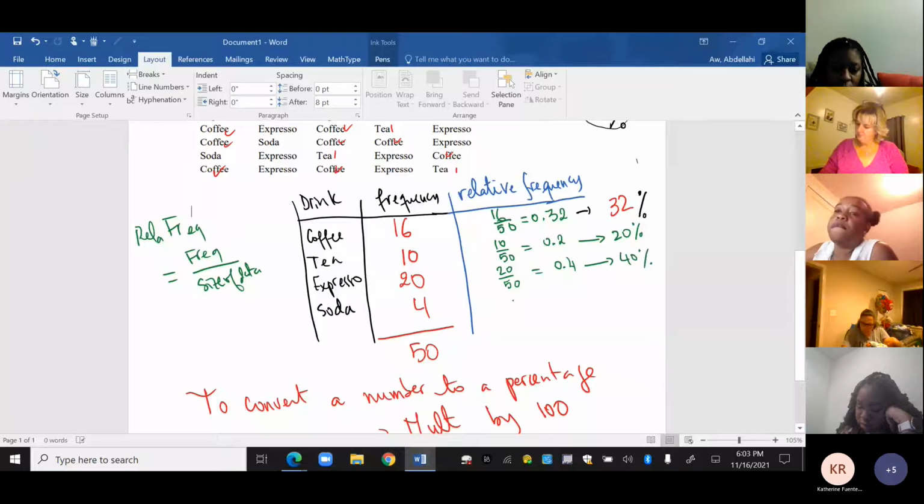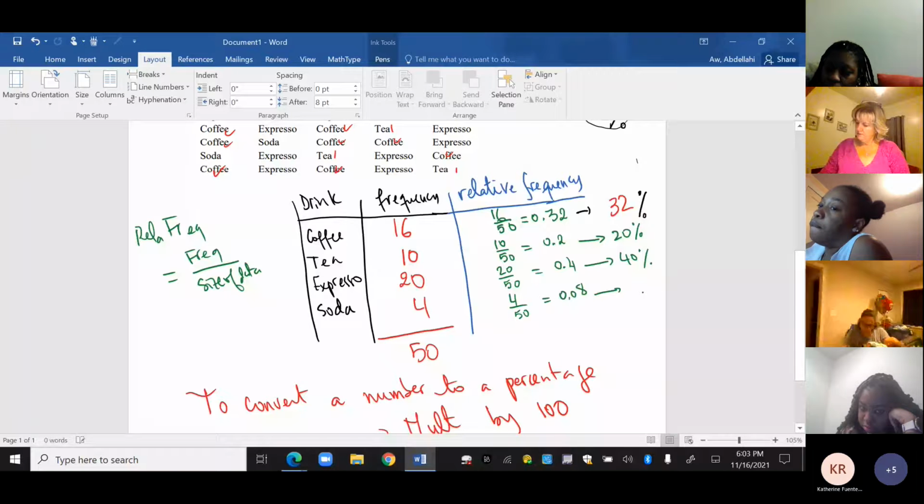And now for soda, which is 4 over 50, which is 0.08. Which becomes what percent? 8%. Exactly. That is right.